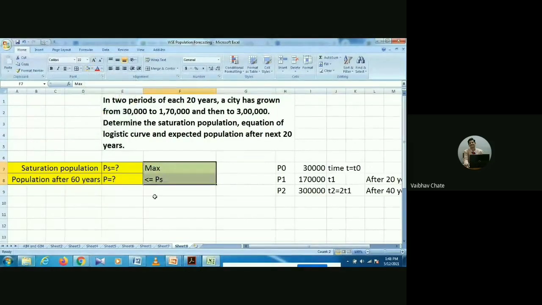Now understand. Are the fonts visible to students? Hello? Yes, sir. Yes, sir.